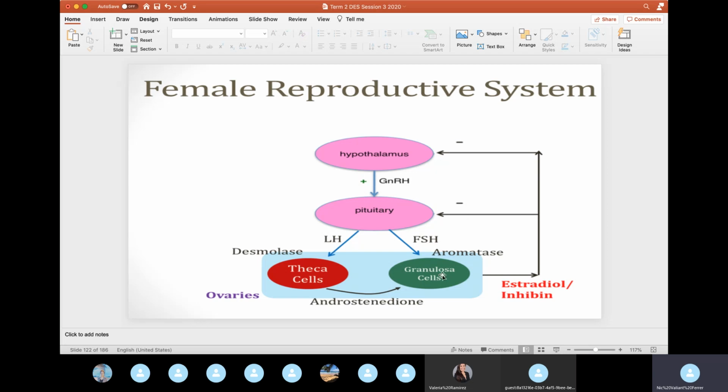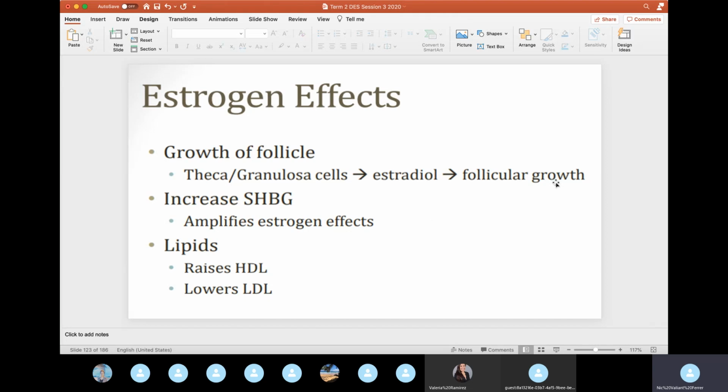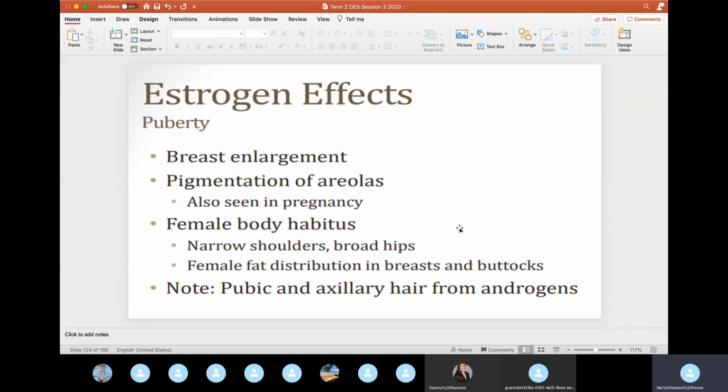Don't forget, from the granulosa cells, they produce your estradiol, your estrogen, which have a negative feedback to your pituitary and your hypothalamus. What are the effects of estrogen? The growth of the follicle during the follicular phase of the ovarian cycle, right? It also raises your HDL, and it lowers your LDL. In puberty, think secondary sexual characteristics for estrogen. So you have breast enlargement, pigmentation of areola, and female body habitus.